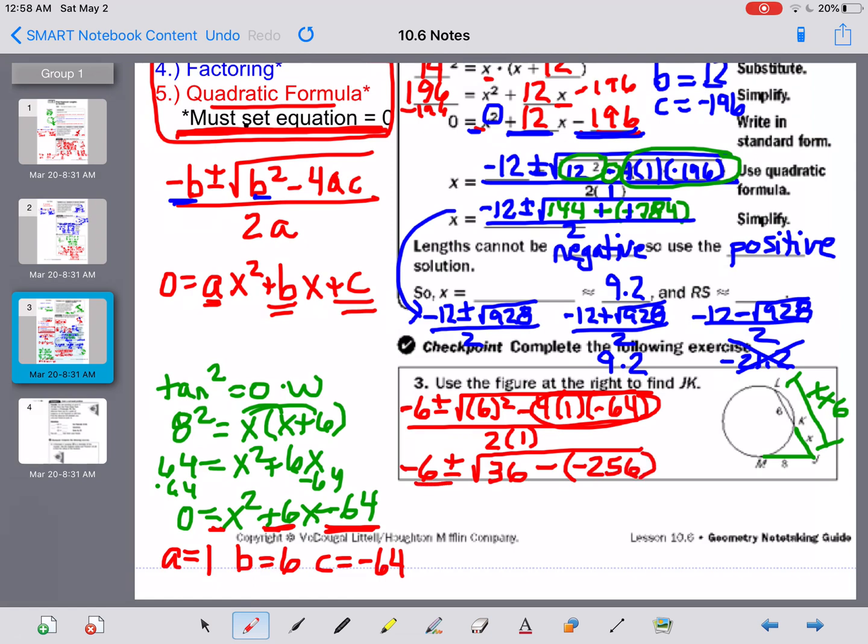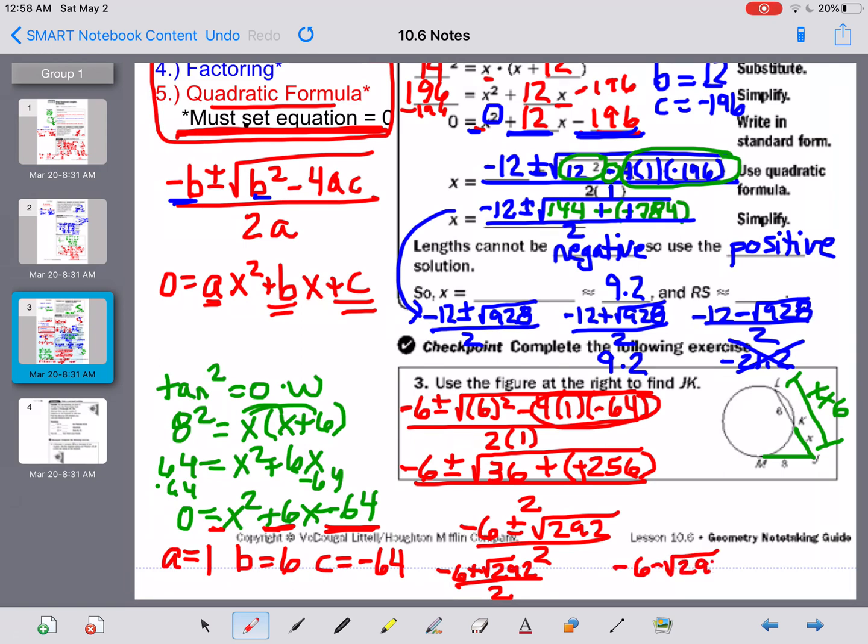I have a negative 6 plus or minus. When I do a minus and negative, 36 plus 256 becomes 292, and I divide by 2. So now I can split my 2 answers apart. I have either negative 6 plus the square root of 292 divided by 2, or I have negative 6 minus the square root of 292 divided by 2. So plug those in your calculator. Remember, hit negative 6 plus the square root of 292. Hit equals so you get a decimal, then divide by 2.